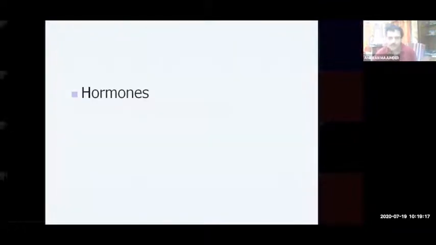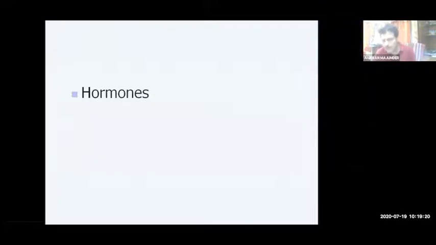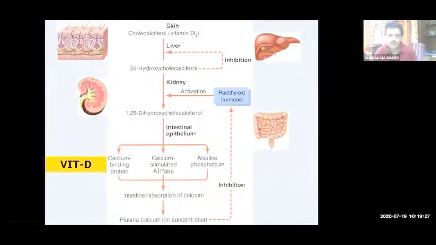So the three hormones which are involved in calcium metabolism: one is the parathyroid hormone, another is vitamin D. Vitamin D is produced by the skin and it is converted in the liver to 25 hydroxycholecalciferol, and then in the kidney it is converted to 1,25 dihydroxycholecalciferol. And this 1,25 dihydroxycholecalciferol is the active vitamin D, which is responsible for intestinal calcium absorption. So this is the process.